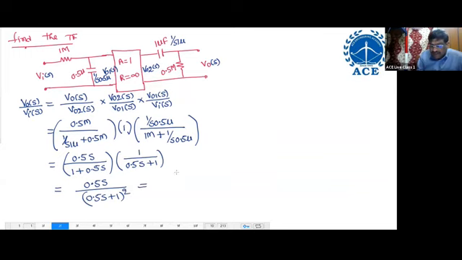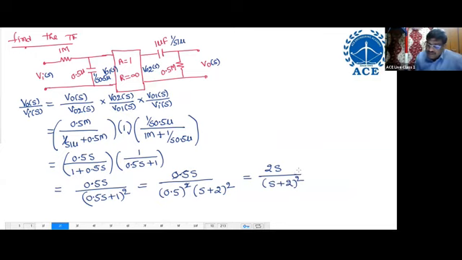This can be written as 0.5 S by, so 0.5 square, take it common. Then what I will get? S plus 2 whole square. This cancel. That means 2S by S plus 2 whole square. This is the answer.